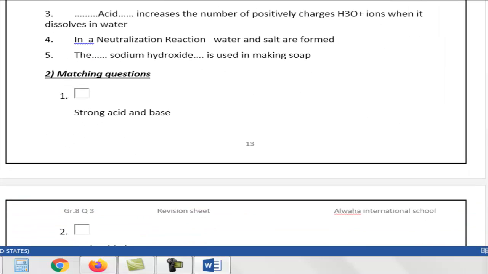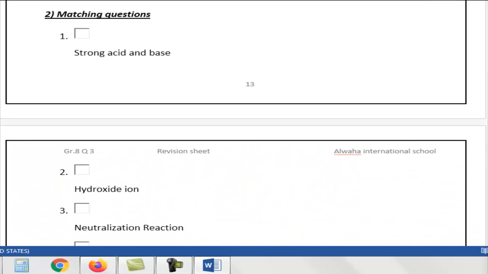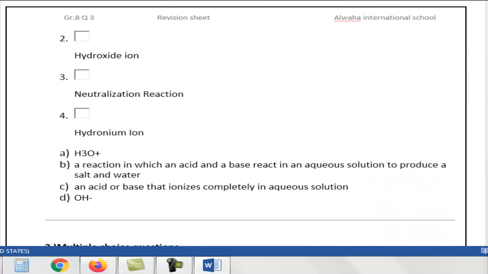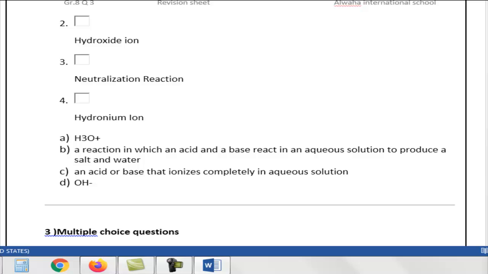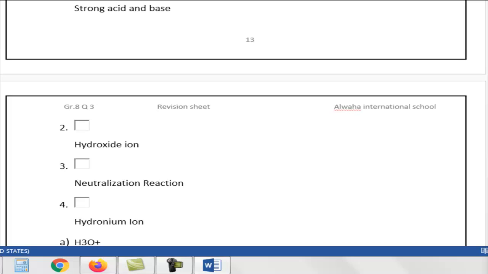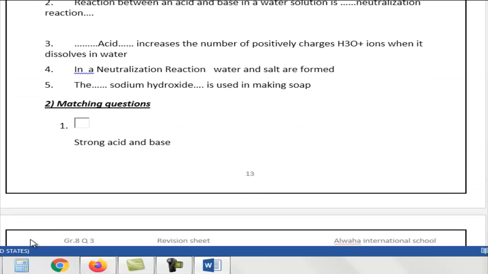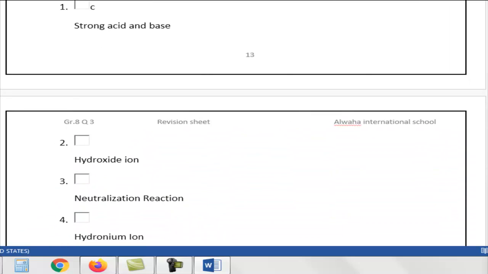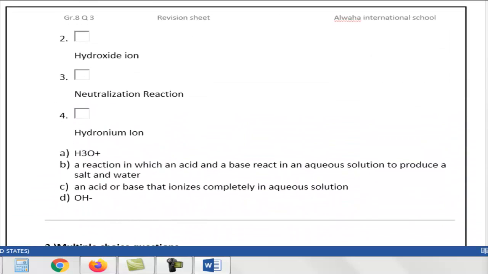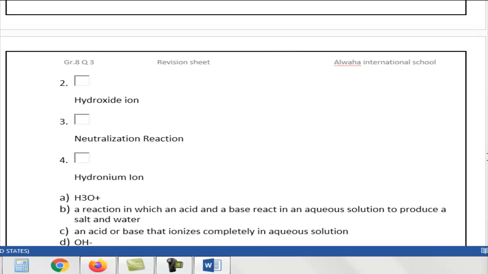Number two, match question. Number one, which one is strong acids and bases? It will be an acid or base that ionizes completely in a solution. So number one will be C. Number two, hydroxide ion. Which one is hydroxide ion? Number D. So hydroxide ion, number D.